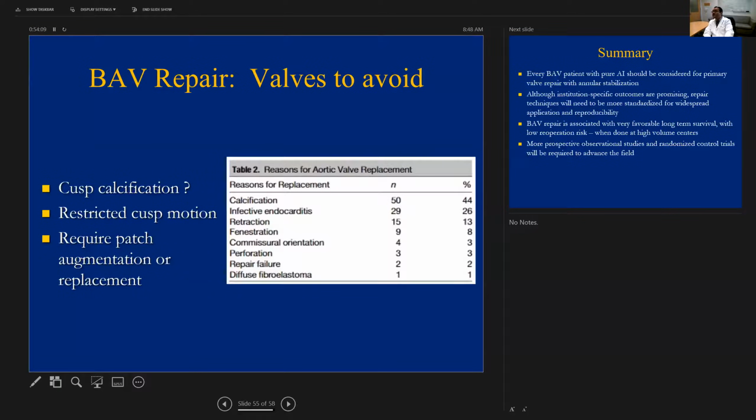So what are the valves to avoid? We talked about all the valves that we can repair. Cusp calcification is something to avoid. That's a big no, unless you can really decalcify the raphe or a conjoint cusp and then get improved mobility, in which case you can proceed forward. Restricted cusp motion is a big reason to not do a valve repair. And repairs that you know are going to require patch augmentation or replacement are repairs to really avoid.